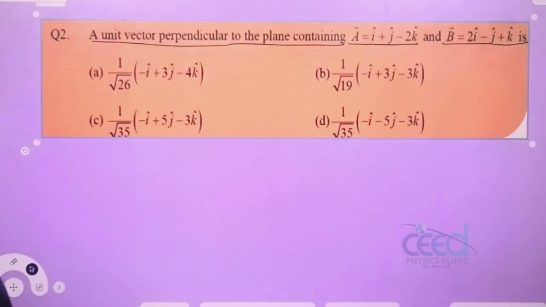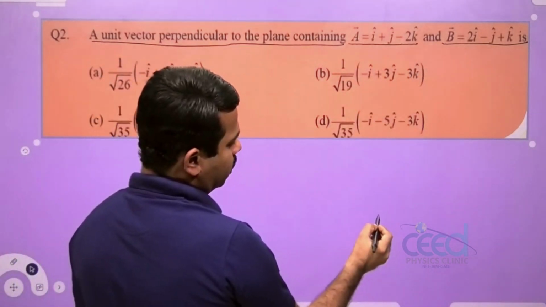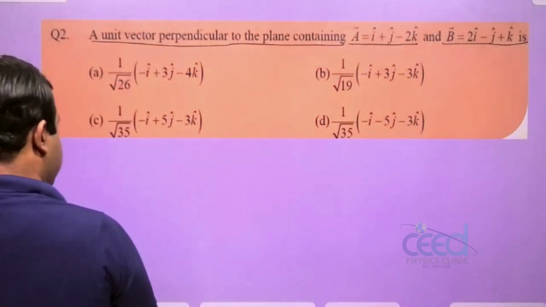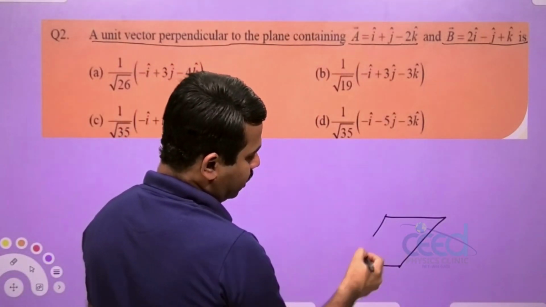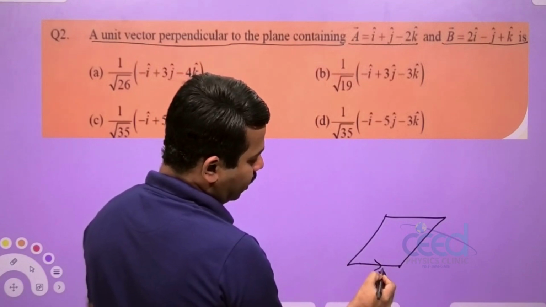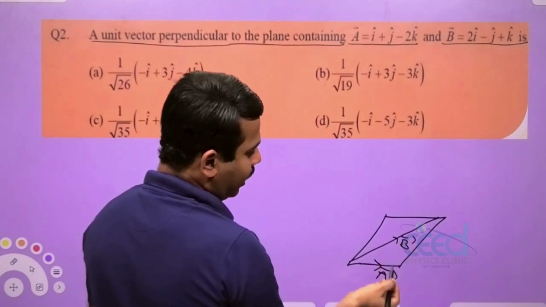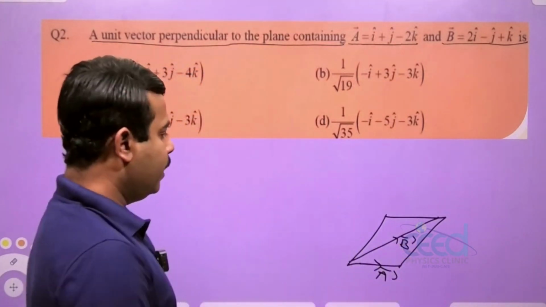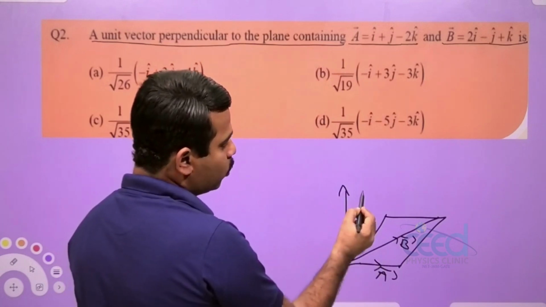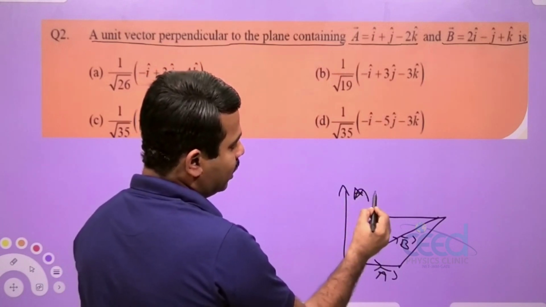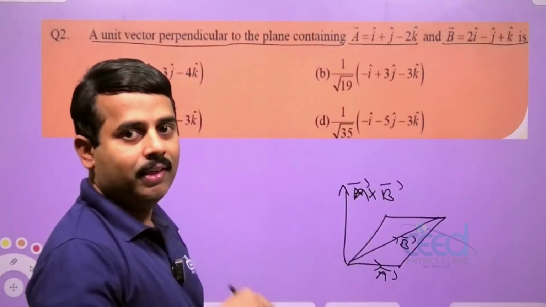Now, see, suppose a plane containing two vectors A and B. Suppose this is our two vectors A and B. Suppose you have a plane. Suppose this is a plane. Suppose this is your A vector and this is your some B vector. Both are lying on the same plane. Now, another vector perpendicular to this is A cross B. We know A cross B is perpendicular to both A and B.